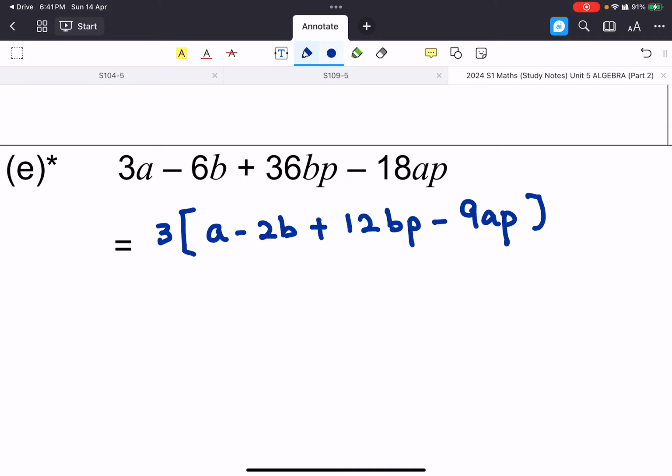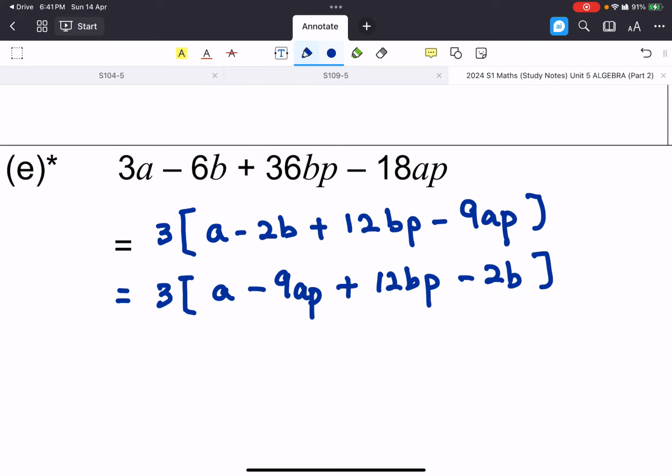And what we notice is that the first group, a minus 2b, has nothing in common. So it makes the factorization process a bit challenging. So what we can do is just rearrange the order a little bit. Okay, this time round, I will rearrange it by grabbing the 9ap instead, right? So if I grab the 9ap, then the a will be common, so it's good, right? So now we have this situation. Okay, so we grab that. So now we can actually take the a out, and I'm left with 1 minus 9p.